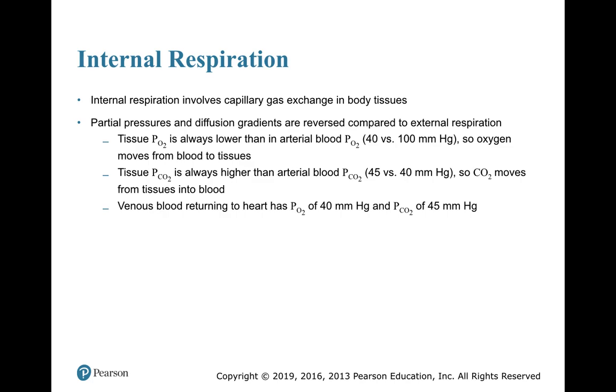So ending with what we started before when we talked about exchange, the venous blood tends to have a partial pressure of oxygen of 40 millimeters of mercury and CO2 of 45 millimeters of mercury.